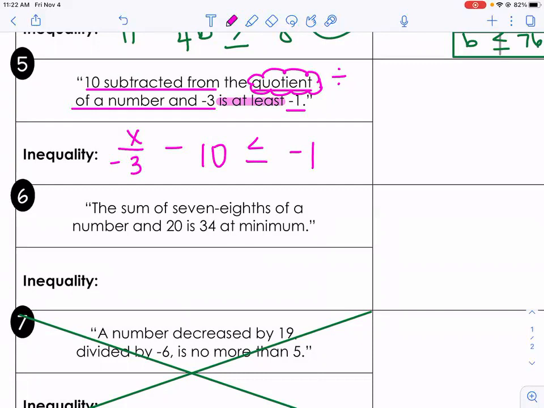Okay, at least means -1 is the smallest it can be. At the very least, it needs to be greater than or equal to. Okay.